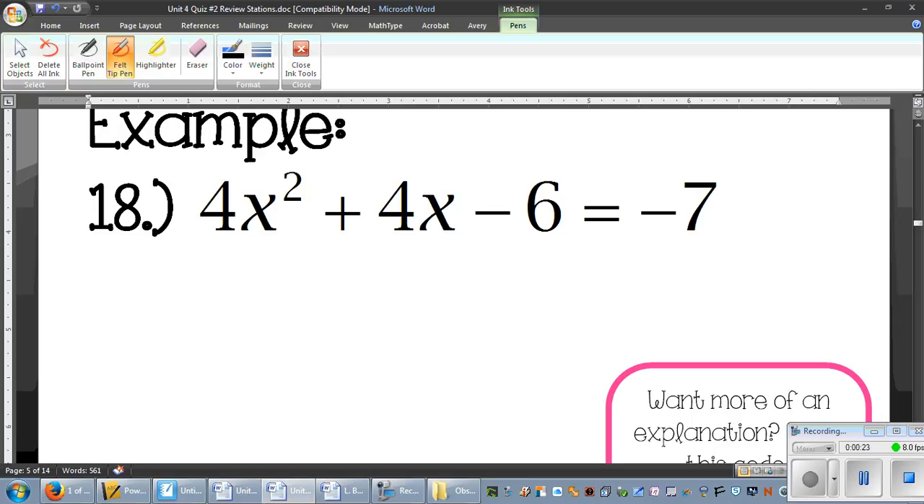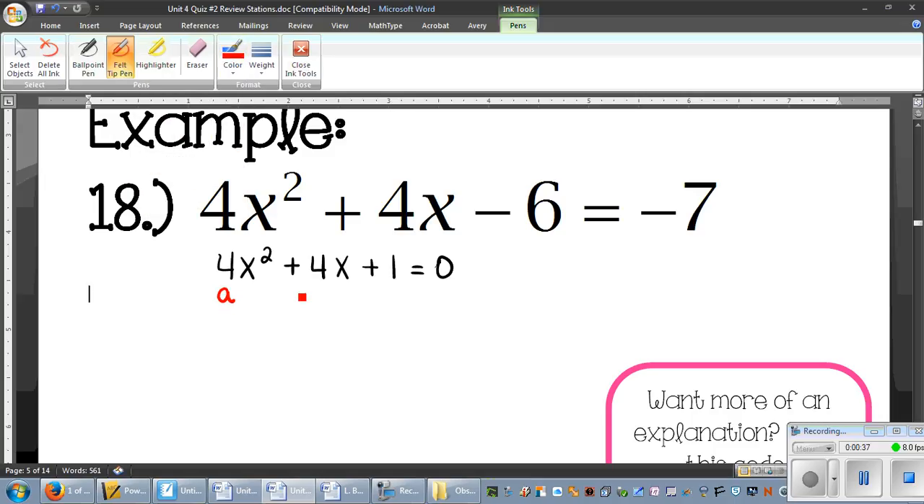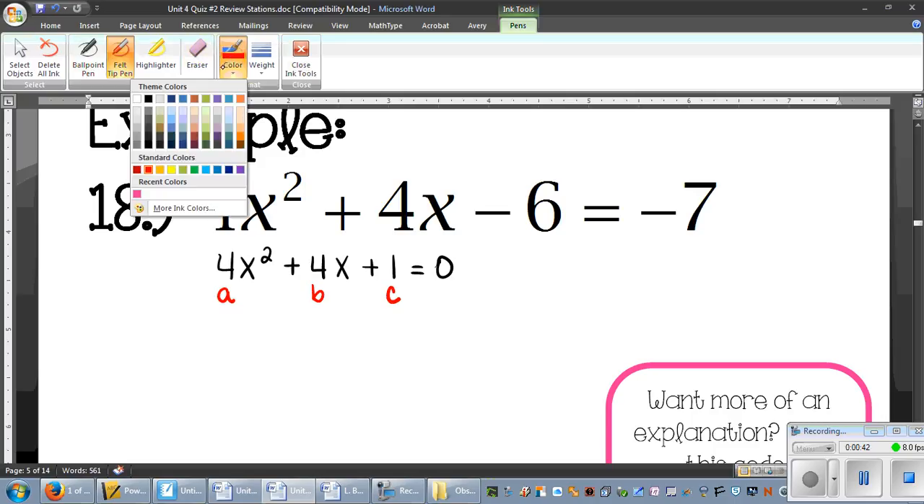The first thing you have to do, though, in order to use the discriminant is make sure that your equation is equal to 0. So I'm going to take the -7 and add it to the left side and get 1. Once I do that, I can determine that the first 4 is my A value, the second 4 is B, and the 1 is C.